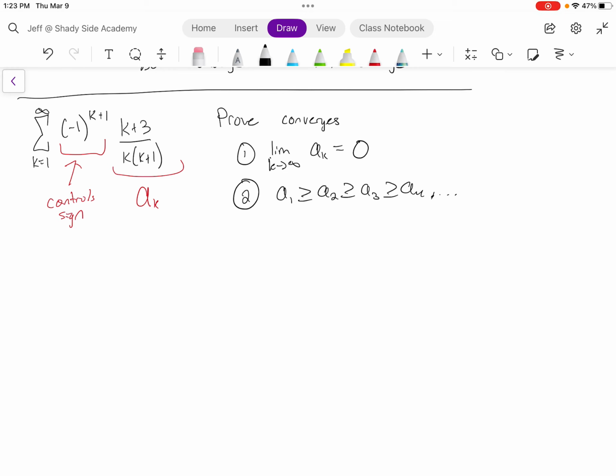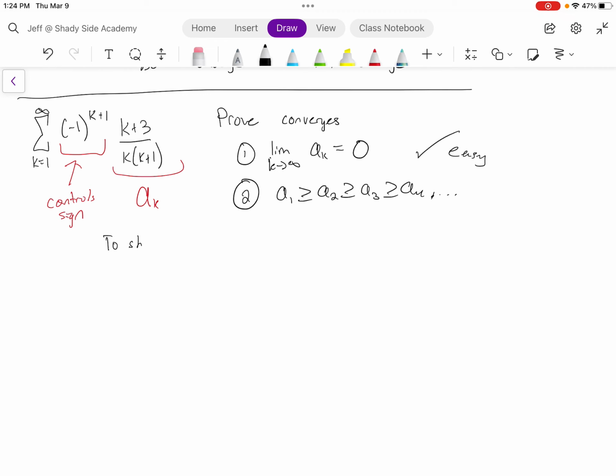So the first part was pretty easy, right? We can easily see that the limit as k goes to infinity of a sub k is 0, because we have k on the top and k squared on the bottom. So this part is easy. The second part, I was talking about a limit the other day, and I want to take that part back, okay?